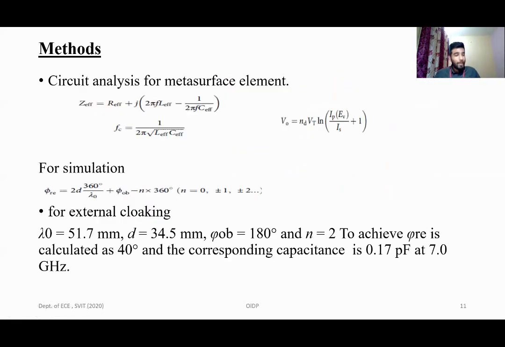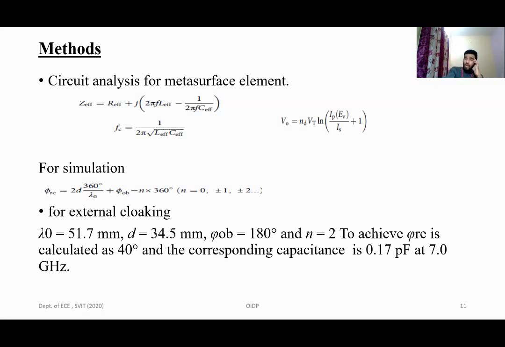So coming on to the methods. As I already told, it is an RLC circuit. So we'll be finding Z effective, that is impedance effective, that is R effective plus imaginary of 2 pi f L effective minus 1 by 2 pi f C effective. So the cutoff frequency is 1 by 2 pi root L effective C effective.